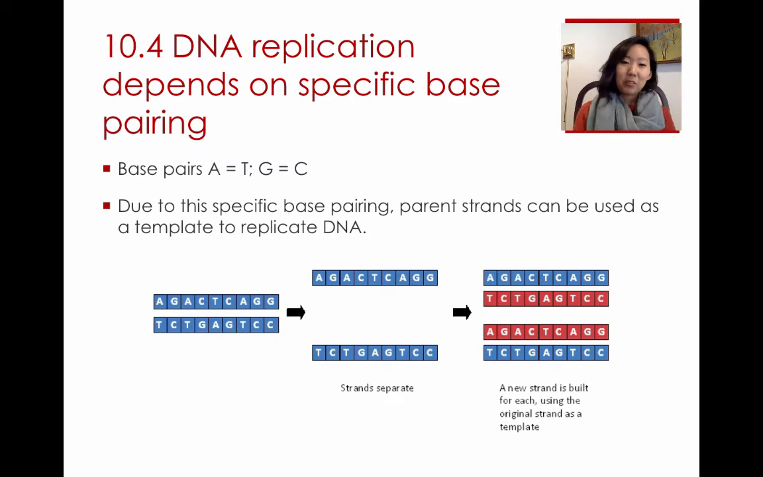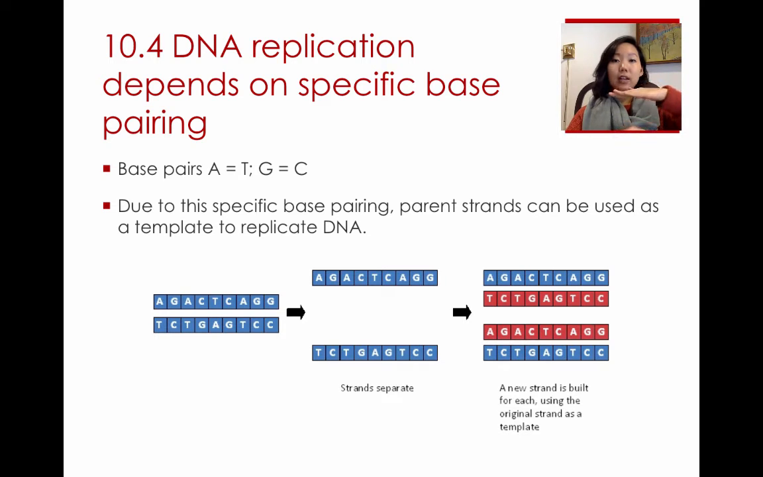Okay, so as we said before, A always pairs with T and G always pairs with C. And because there are these specific base pairings, DNA can use that to its advantage in terms of how it replicates. In DNA replication, which happens during S phase in interphase before the cell actually divides, you have your two parent strands of DNA, and then they separate. After they separate, both of the parent strands can serve as a template for the new strand to be created.